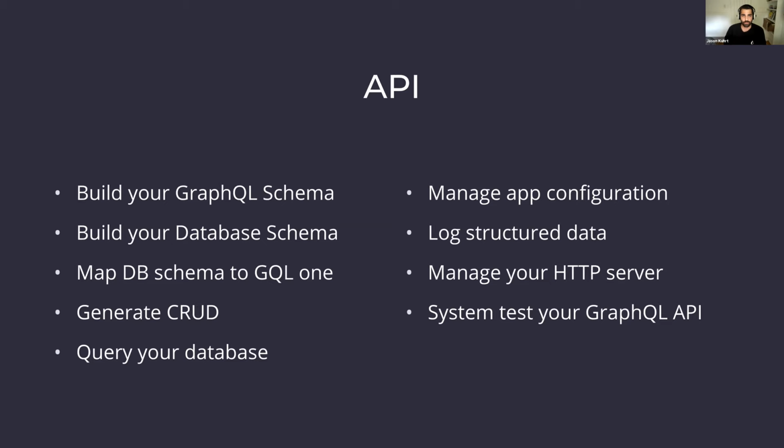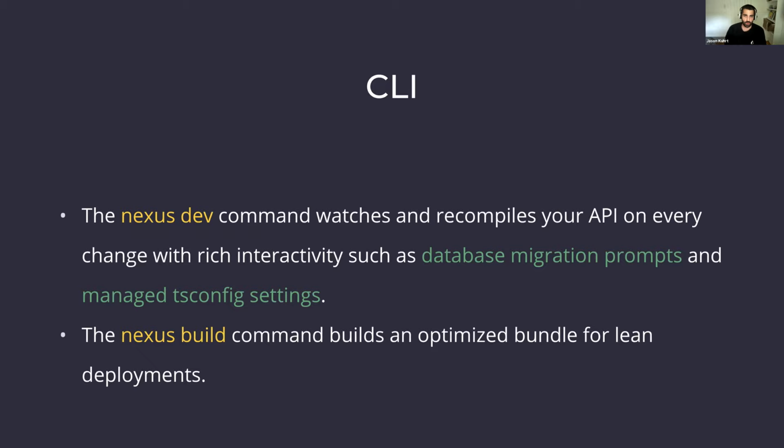The CLI primarily has these two commands, Nexus Dev for watching and recompiling your API on every change. And it has some rich interactivity features, such as database migration prompts and managed TS config settings. So if you go off the happy path, for example in a TS config, which is somewhat easy to do, it's a rather large set of options that all kind of combine in some ways. If you go off that happy path, we kind of bring you back. And so it's sort of a managed TypeScript experience, stuff like that.